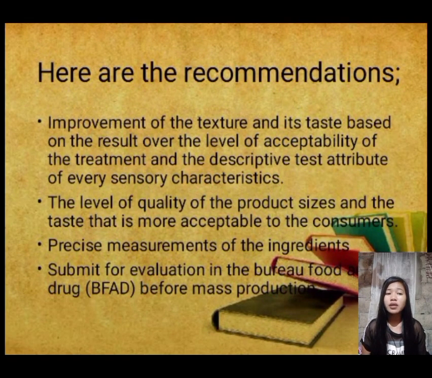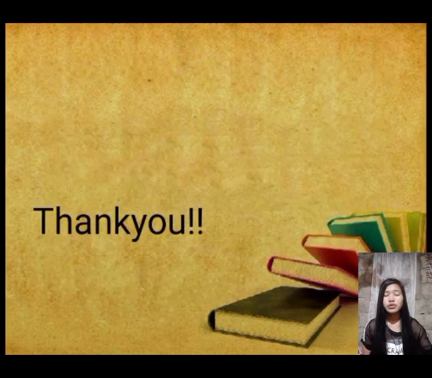First is improvement of the texture and taste, based on the results of the level of acceptability of the treatments and the descriptive test attributes with every sensory characteristic. Second is the level of quality of the product, sizes, and taste that is more acceptable to the consumers. Third is precise measurement of the ingredients and submission for evaluation to the Bureau of Food and Drugs, BFAD, before mass production. So that could be all.